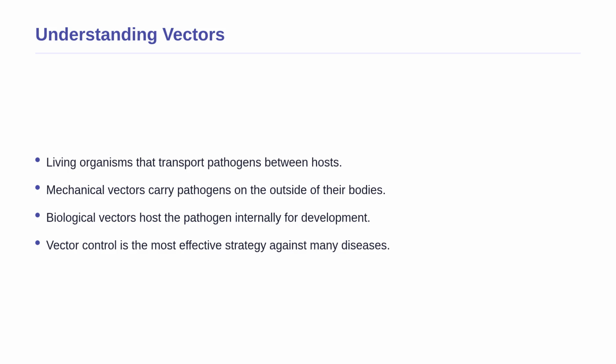another. There are two main types. A mechanical vector, like a housefly, simply carries the pathogen on the outside of its body. A biological vector is much more complex. The pathogen actually lives and multiplies inside the vector's body, like malaria inside a mosquito. Because pathogens rely entirely on these vectors to travel, we often cannot stop the disease just by treating humans. The most effective public health strategy is vector control, eliminating the insects themselves to break the chain of transmission.